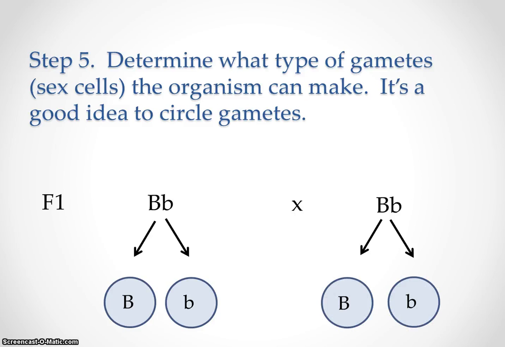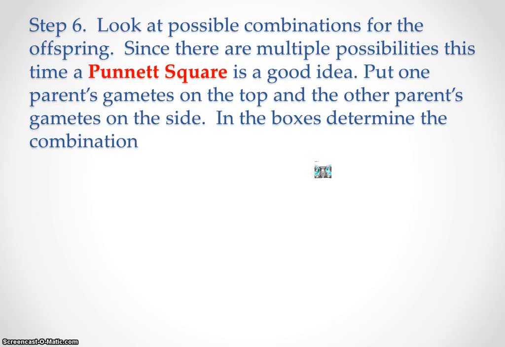The same for our other hamster. Big B in one sex cell, little b in the other. We always segregate our homologous chromosomes. Now, step 6, for this one, it's a little bit more complicated. We're going to look at possible combinations for the offspring. And since we have more possibilities, a Punnett square is a good idea.